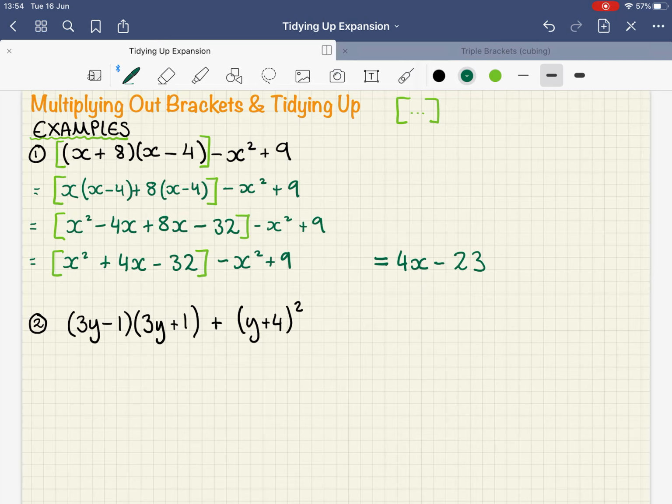Alright, so let's take a look at the next question. Again, I'm going to put brackets around wherever I've got my curved ones. And so that means I'm also doing it around this one here as well. So I'm going to start my expansion. So breaking apart that first bracket.